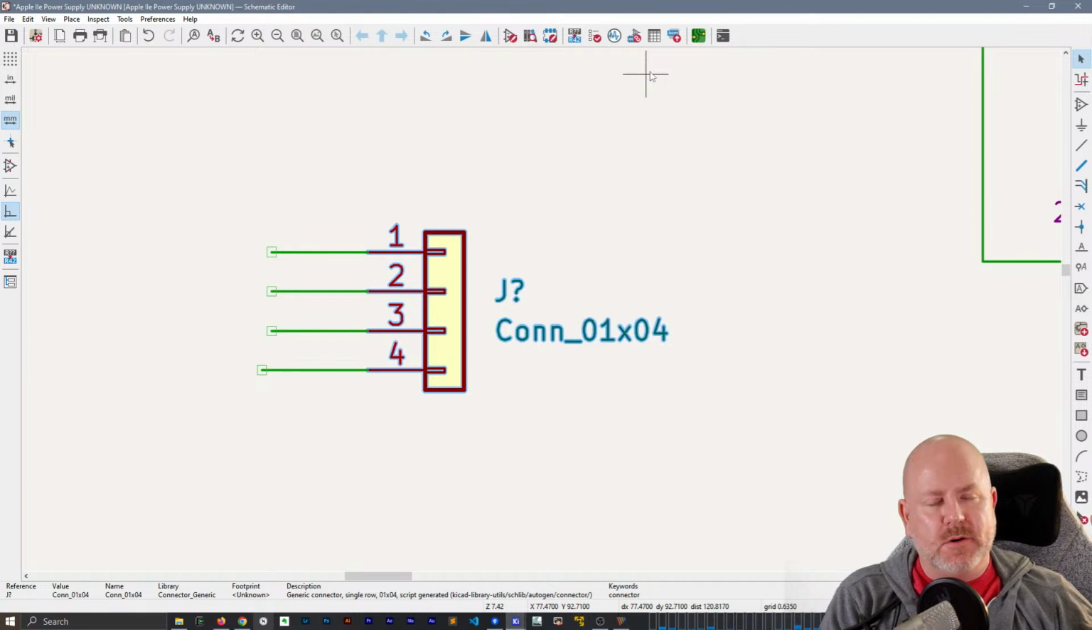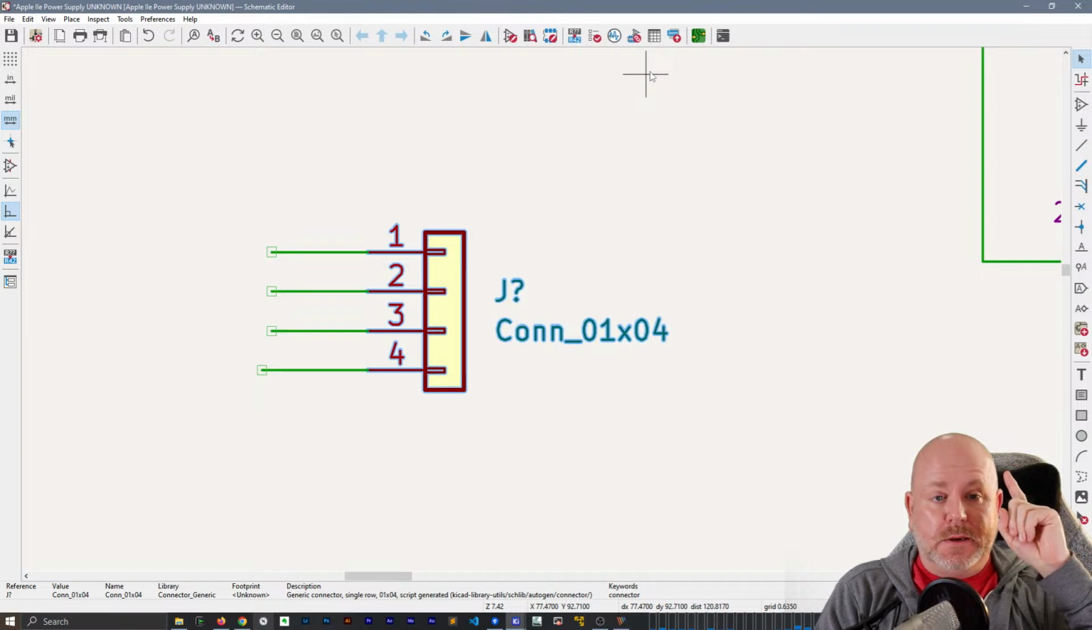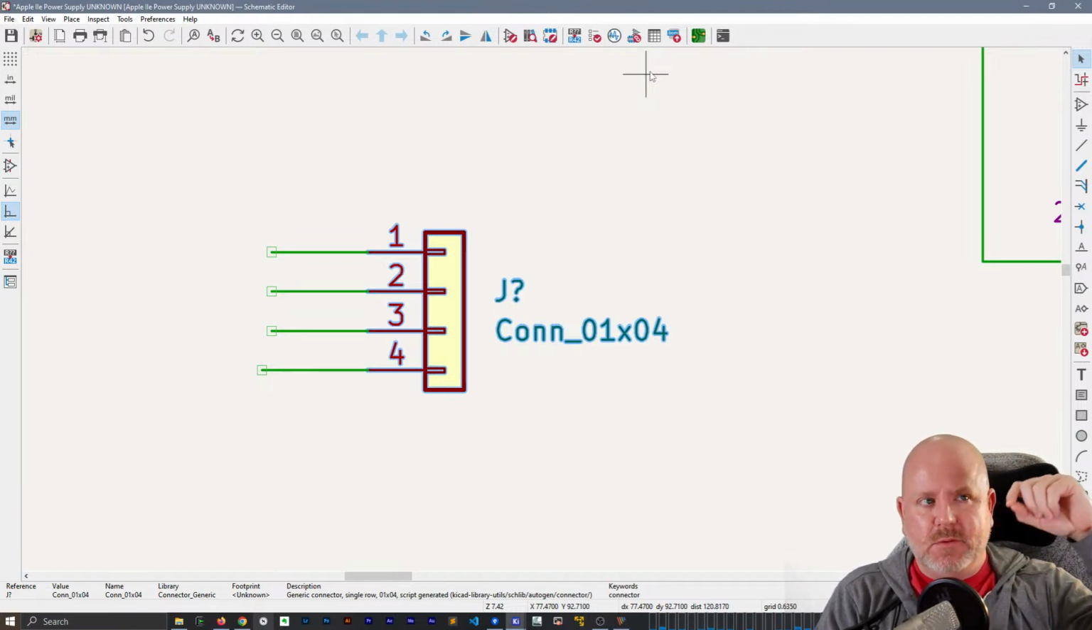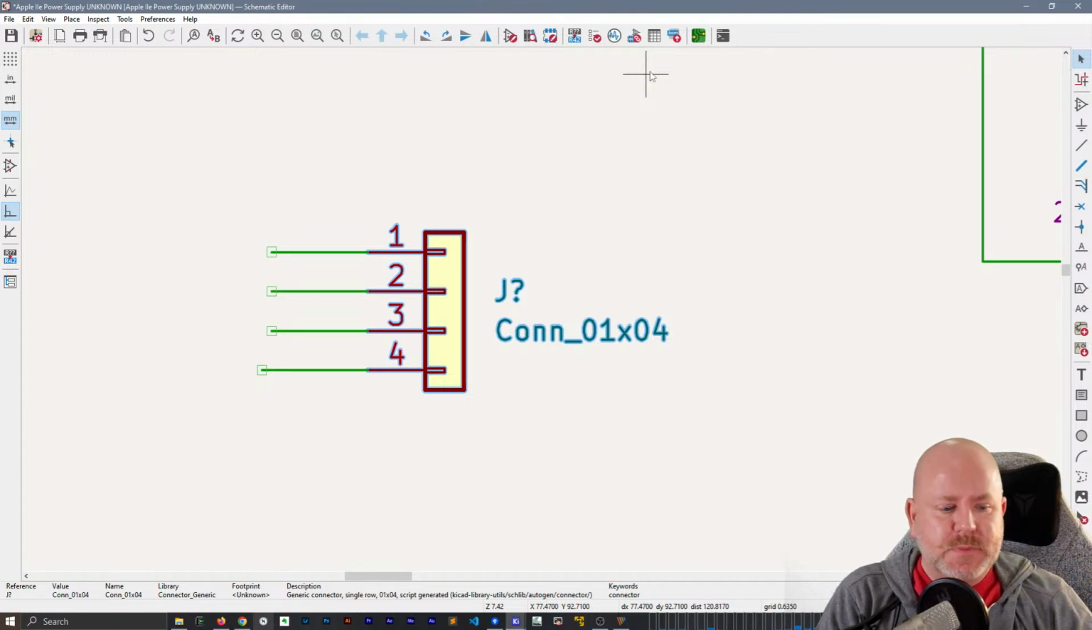The point I'm going with this is, number one, you may not need custom symbols or footprints at all. Number two, in most cases, you can use a standard schematic symbol and then worry about the custom footprint later. And number three, in KiCad, a symbol and a footprint are different.